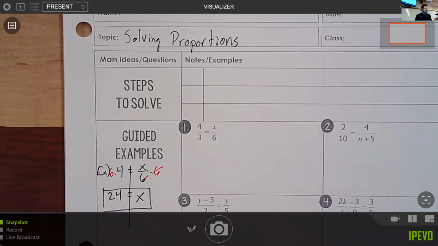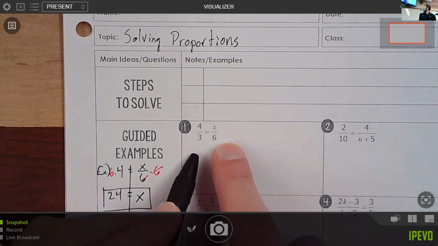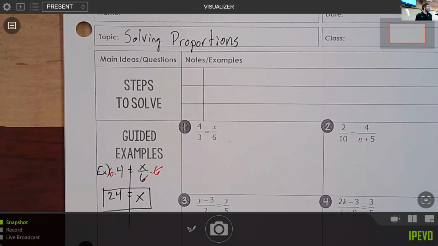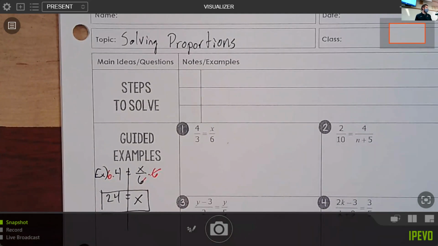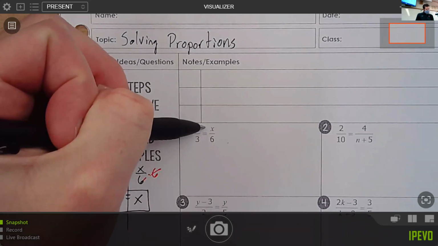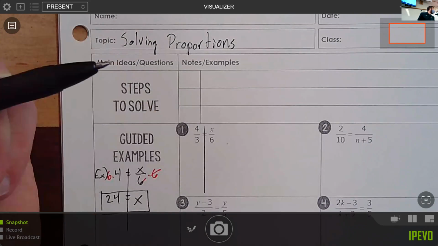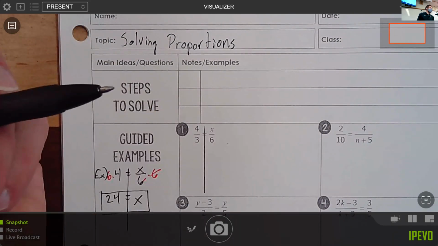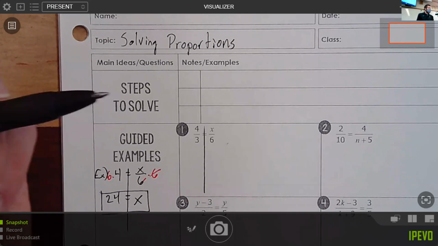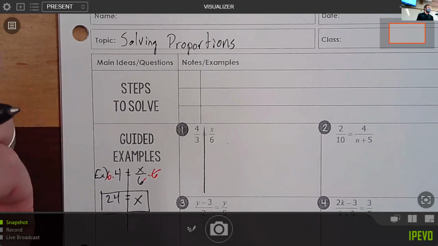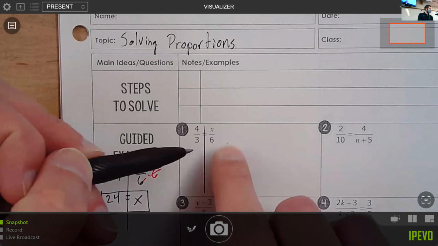So what do you think we could do then on number 1 in order to solve for x? Because on number 1, we have 2 fractions, or if we think about it as division, we have 2 division problems. What's that? Multiply. And the answer to that is yes. We have to multiply both sides by both of the denominators.